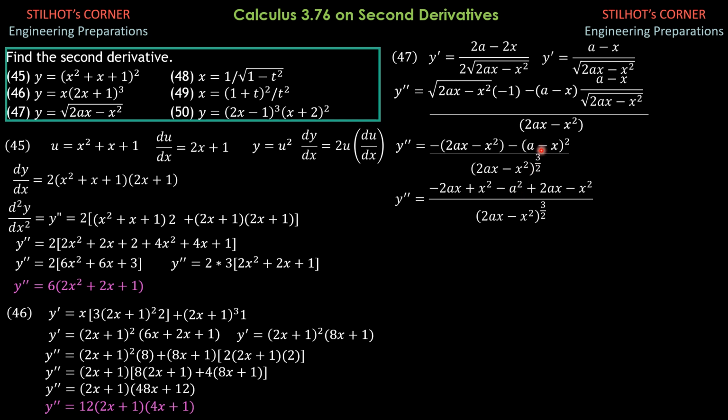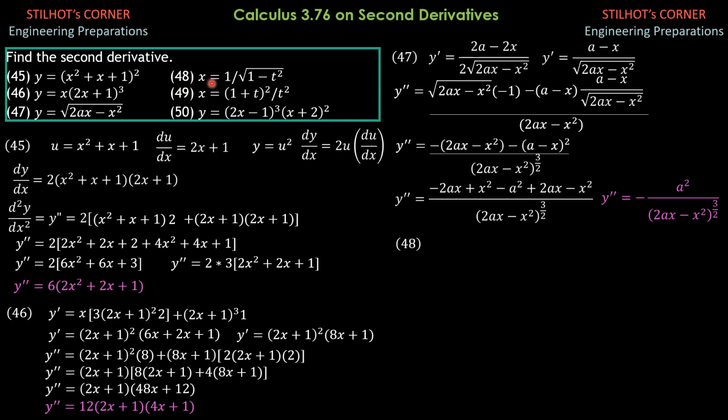The middle term is 2ax, positive 2ax times negative, negative 2ax times negative, so positive 2ax. Then the last term is x squared, negative of x squared. So we can cancel out negative 2ax, x squared. So the final answer, y double prime, is negative a squared all over quantity 2ax minus x squared raised to 3 halves. So that's for 47. We proceed to 48.